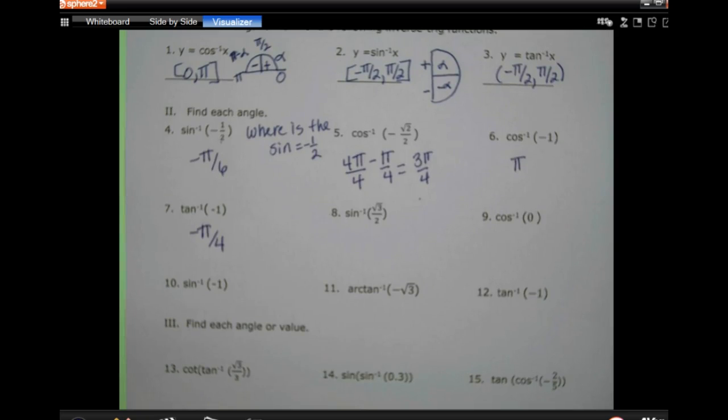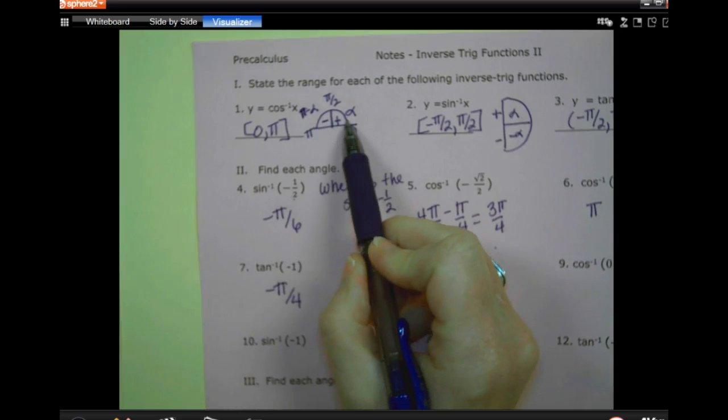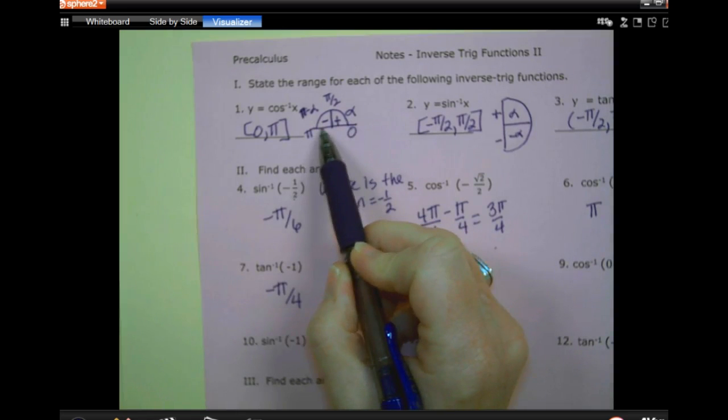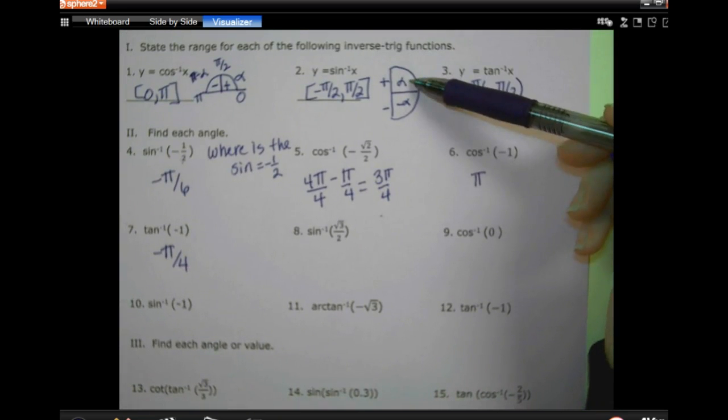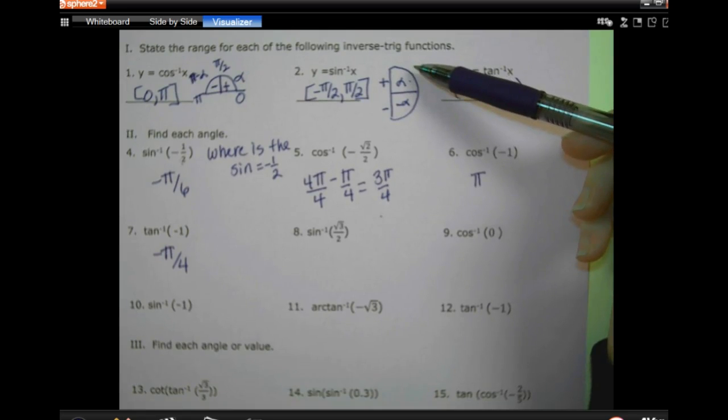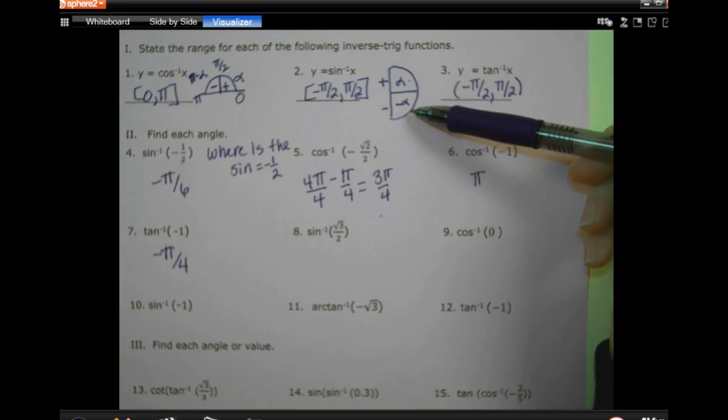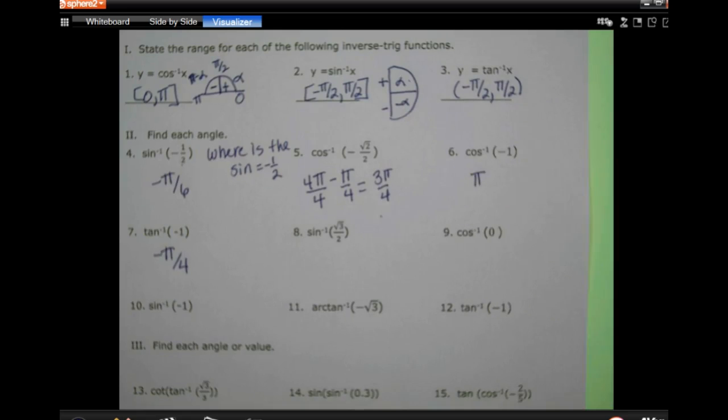So you don't have to do the thing you did for number 5 on that one? Because for 5 you have to do the pi minus pi over 4. Right, because that's for cosine: the positive is your reference angle, but the negative is pi minus the reference angle. For sine and tangent, the positive is your reference angle, but the negative is the negative reference angle. That's the way it works.